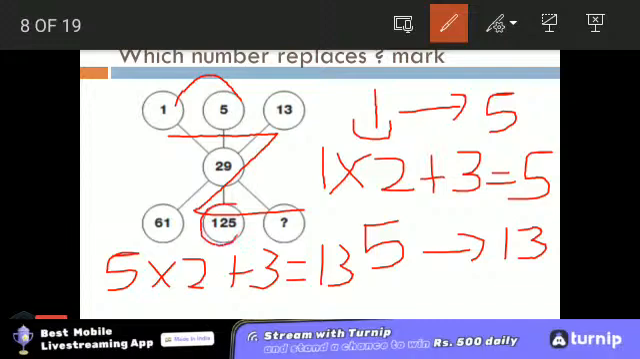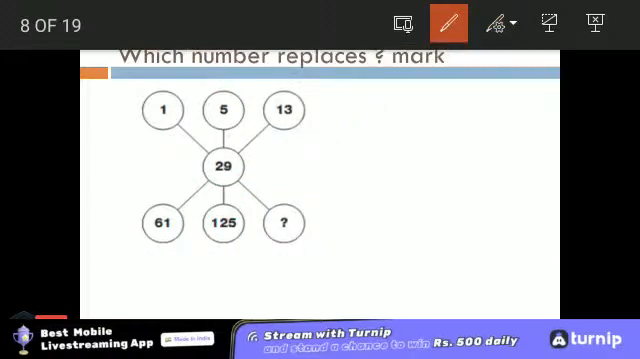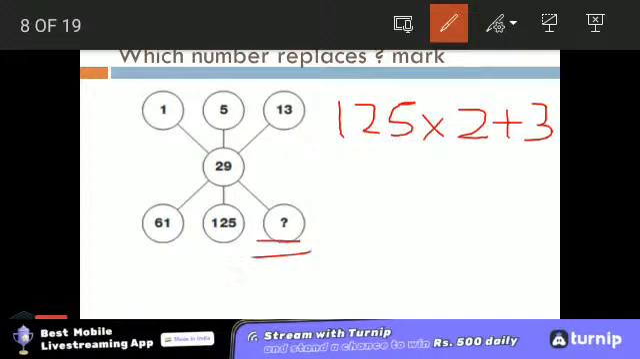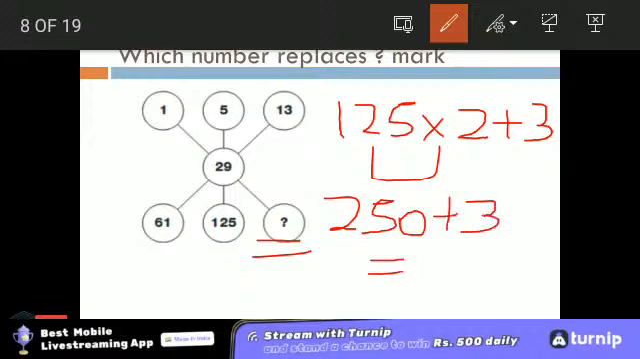Now we have to tell about this. So what we will be doing, we will be multiplying it by 2. When we multiply 125 by 2 and then add 3, we will get this question mark, because this is the pattern which we are observing. So 125 into 2 will give us 250, and 250 plus 3 will give us 253. Moving ahead to the next question. So you need to be very careful while solving the question, that what the question is saying.